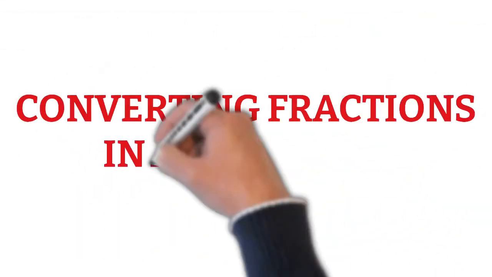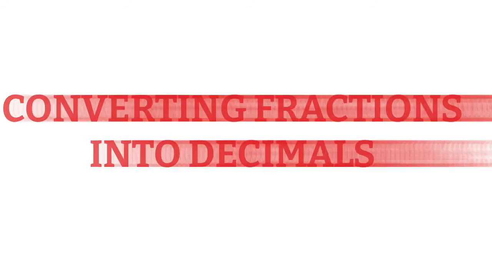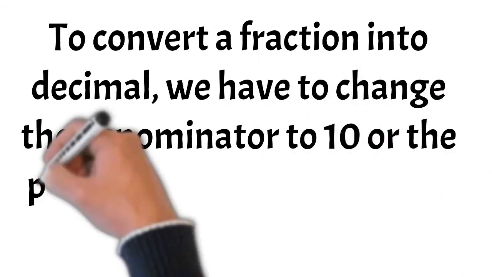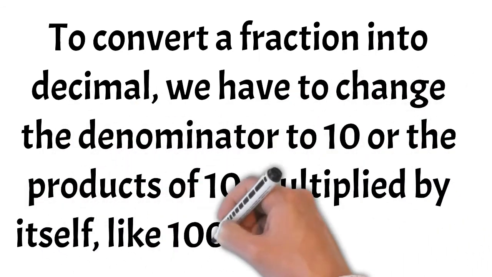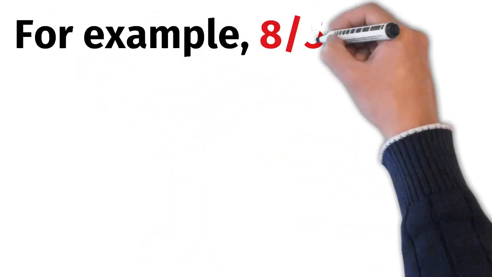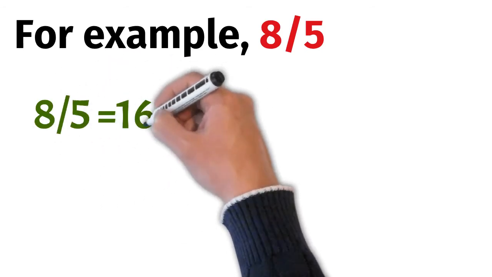Converting fractions into decimals. To convert a fraction into decimal, we have to change the denominator to 10 or the products of 10 multiplied by itself, like 100, 1000, 10,000 and so on. For example, 8 by 5. Now to change the denominator to 10, we have to multiply both the numerator and denominator by 2. And thus we get the equivalent fraction of 8 by 5 as 16 by 10.